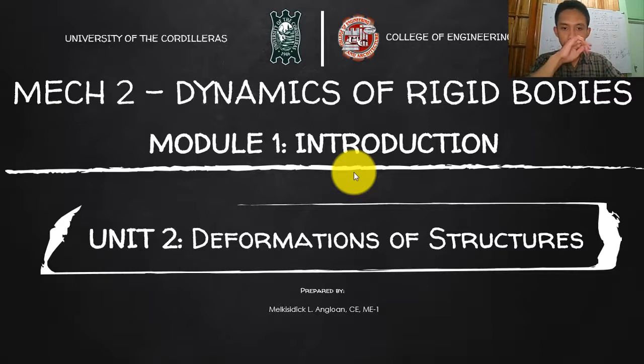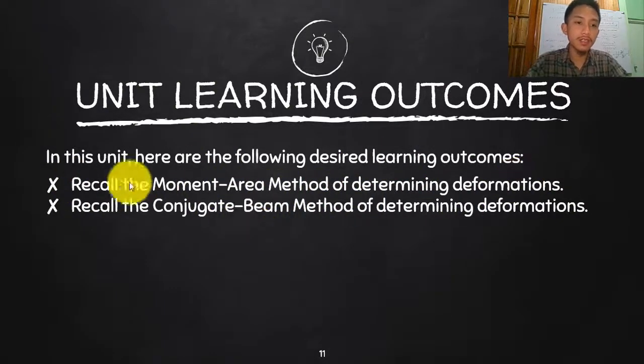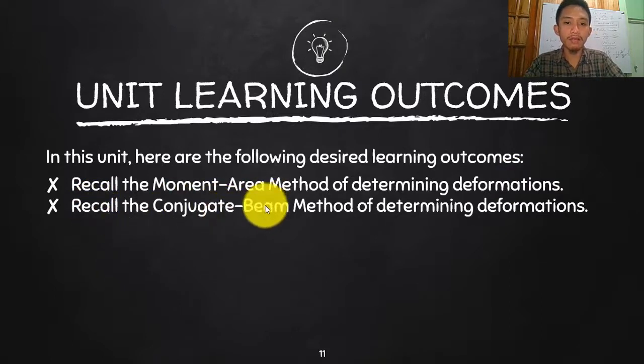So let's proceed. In this unit, we are going to recall the moment area method of determining deformations, and then we are going to recall the conjugate beam method of determining deformations. These are actually the commonly used methods of analyzing deformations of beams, deflection, and rotation.